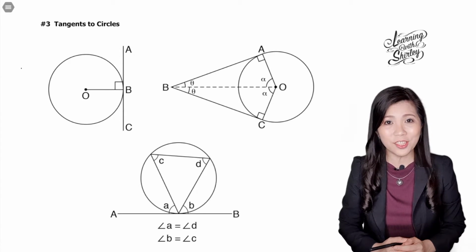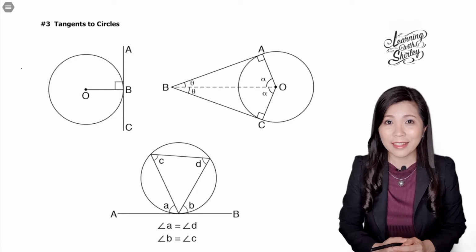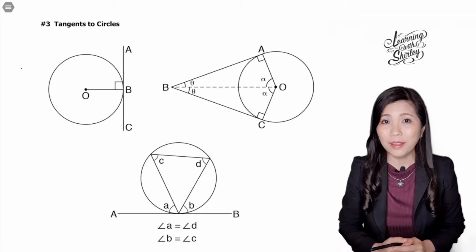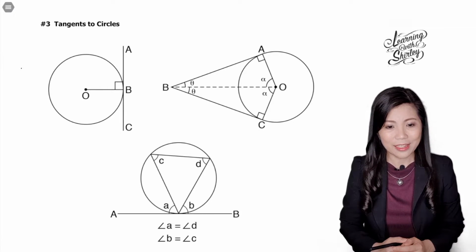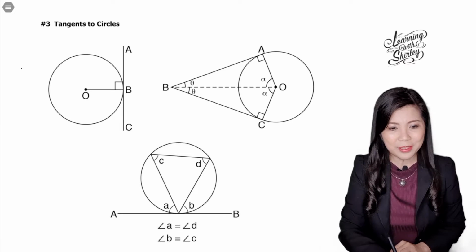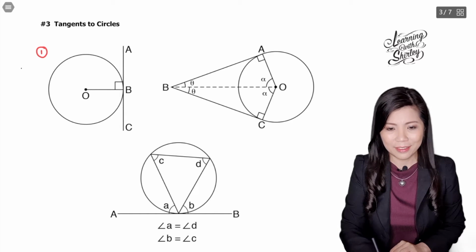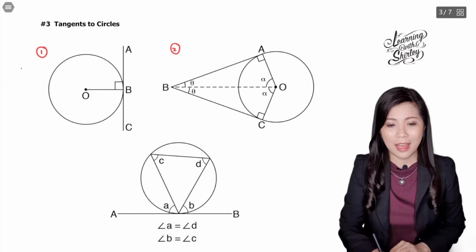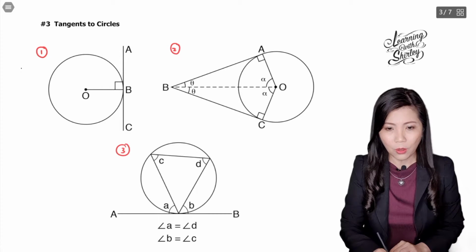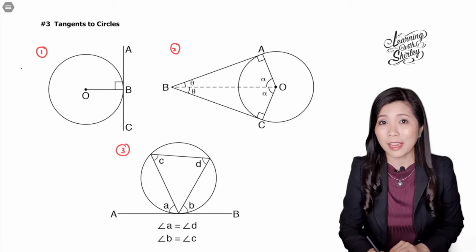What is the meaning of tangent? A tangent is a straight line that touches the circle at only one point. Let's look at these diagrams. I labeled them diagram number 1, diagram number 2, and diagram number 3. All these 3 diagrams have tangents.